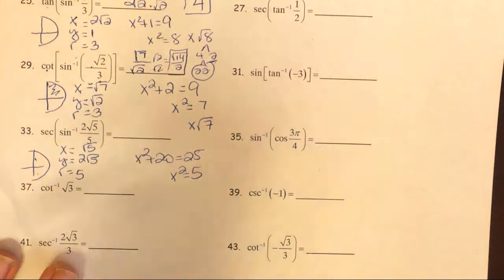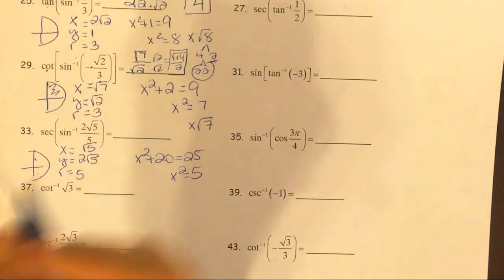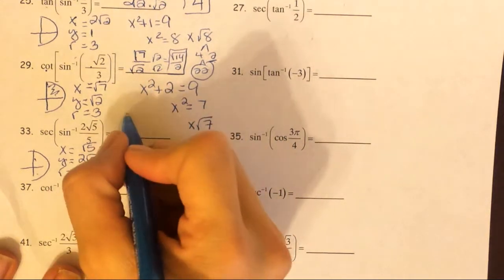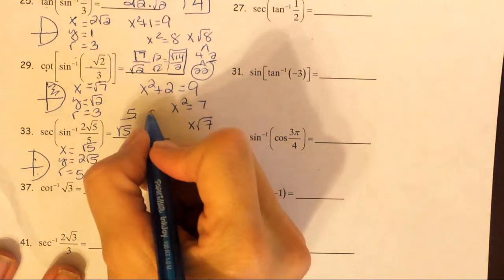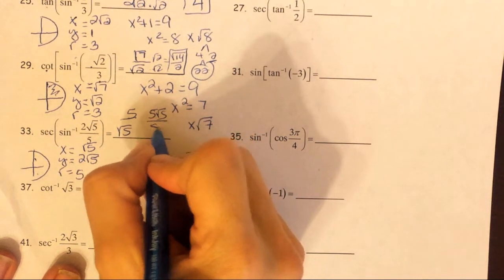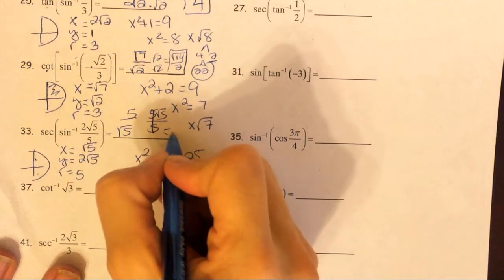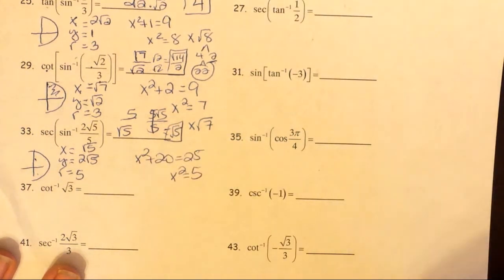They asked me for secant. So secant is the reciprocal of cosine. So I'm going to have the r over the x. I'm going to go fix my bad math manners. My 5's cancel. My answer is going to be the square root of 5.